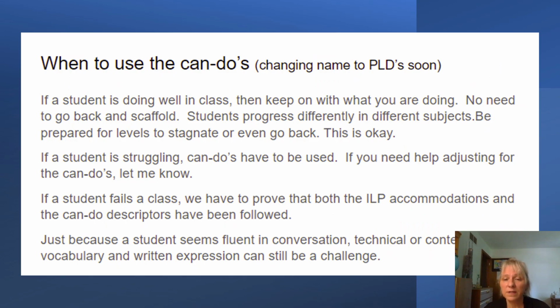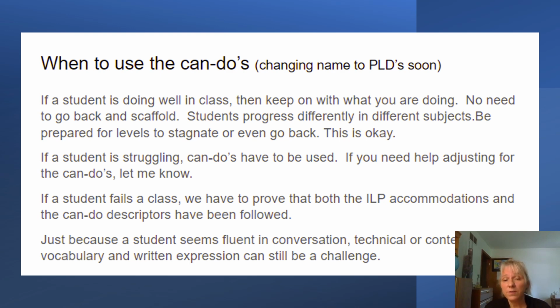English language learner students can progress at different rates in different areas. So if you have a student in your class who is, say, a level 3, and they're succeeding already without you using any of the can-do descriptors or anything, you don't have to go back and use them. We don't want you to. We only want you to scaffold when scaffolding is necessary.